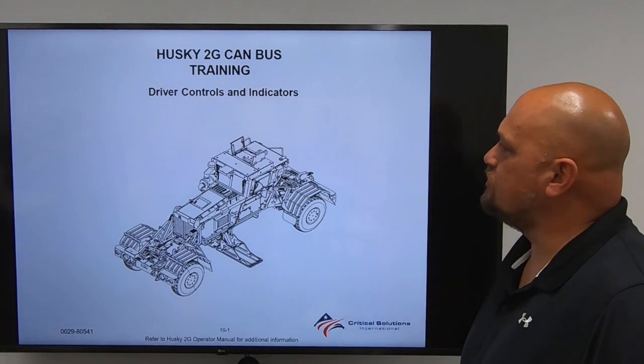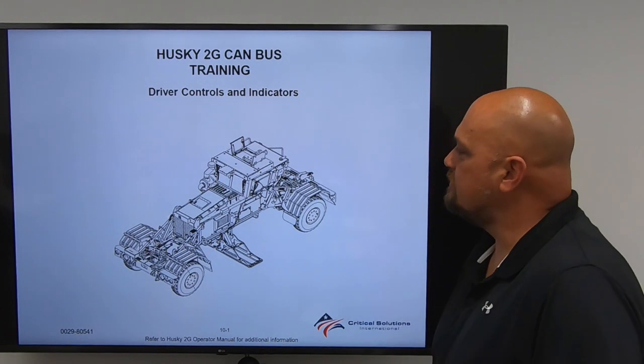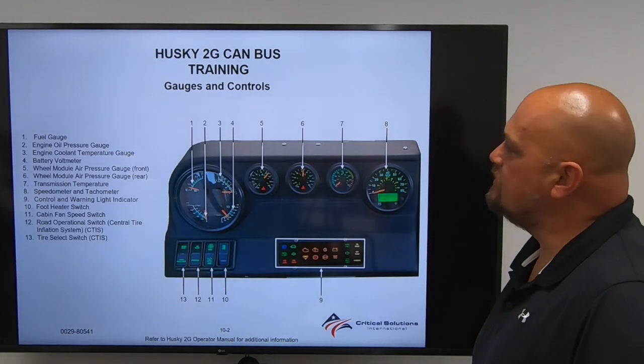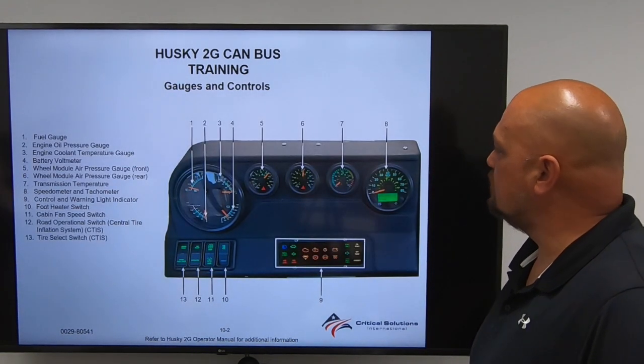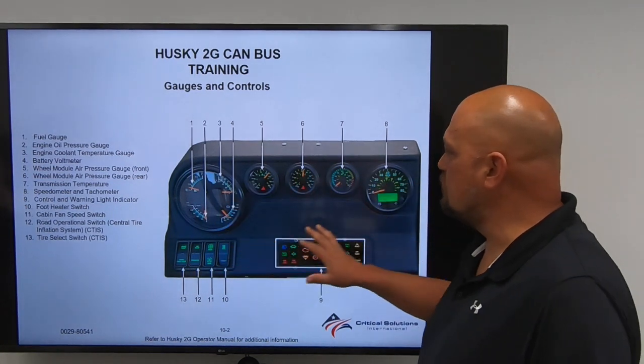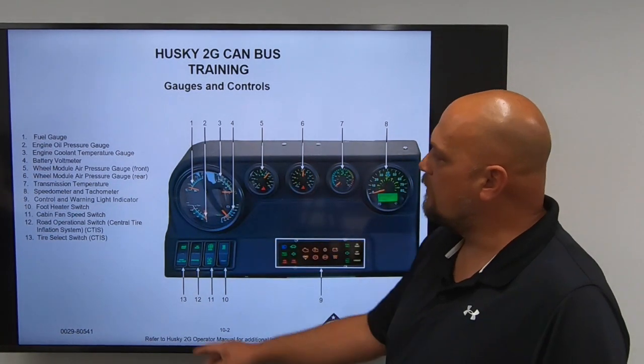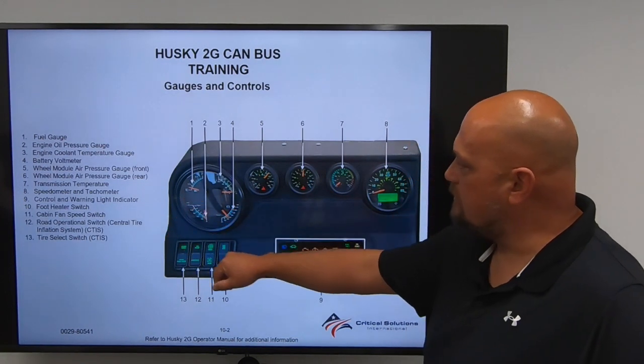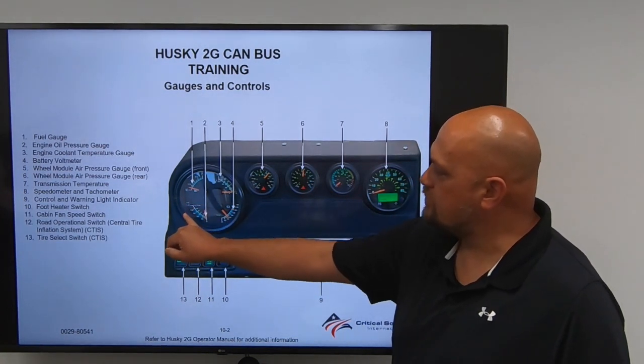Husky 2G CAN bus training, driver controls and indicators. Gauges and controls. This is your gauge panel inside the Husky 2G. Item number 1 is our fuel gauge. Item 2, engine oil pressure gauge.